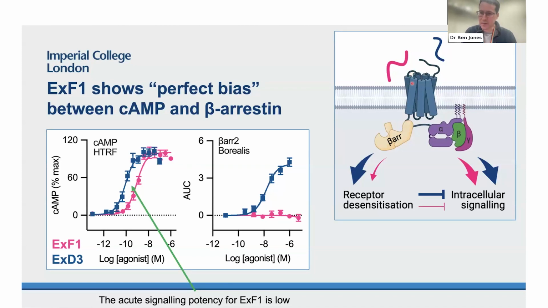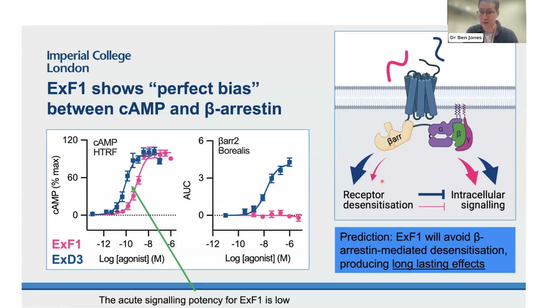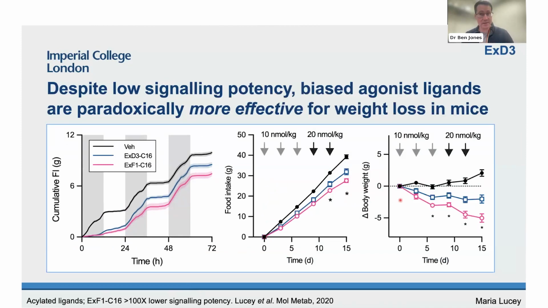So showing this image again, because arrestin, one of its primary roles is to switch the receptor off, by avoiding that response, we might anticipate that the F1 drug would produce longer lasting signaling effects by avoiding desensitization, tachyphylaxis. And indeed, this is what we see in vivo in experiments in mice.